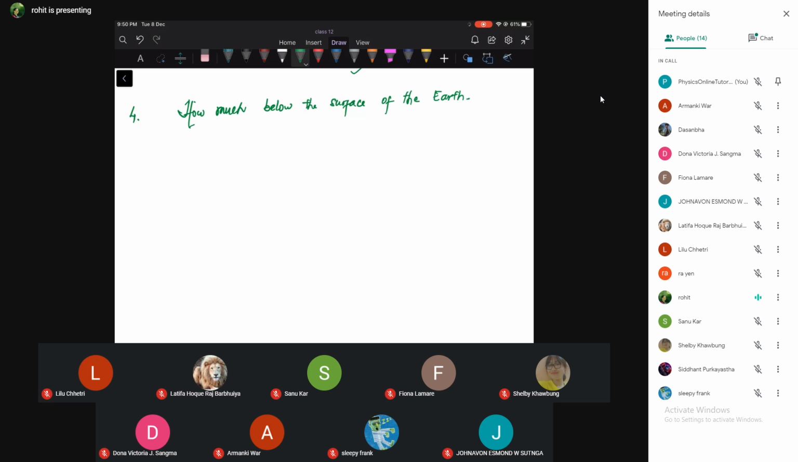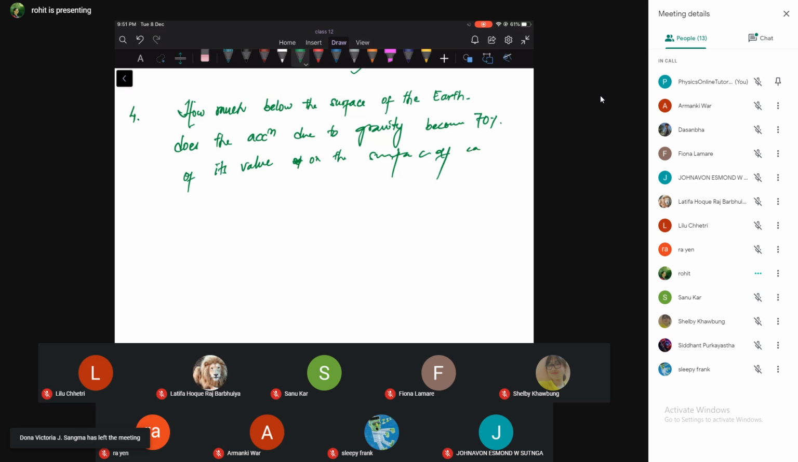Check: how much below the surface of the Earth does the acceleration due to gravity become 70% of its value? It is not saying reduced by 70%. It is just saying it becomes 70% of the value on the surface of Earth.